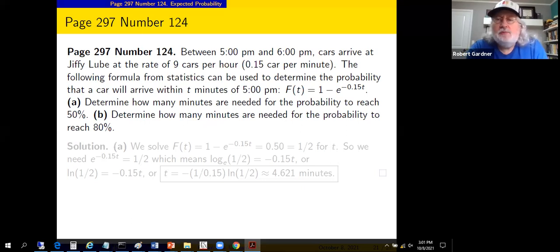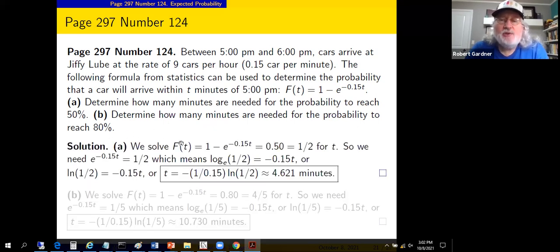So a little problem related to probability. We don't need to know where this came from. We'll just take this as the given function. They say determine how many minutes are needed for the probability to reach 50%. Determine how many minutes are needed for the probability to equal 80%. So their questions are, when does f of t equal 50% or 0.5 or 1/2?